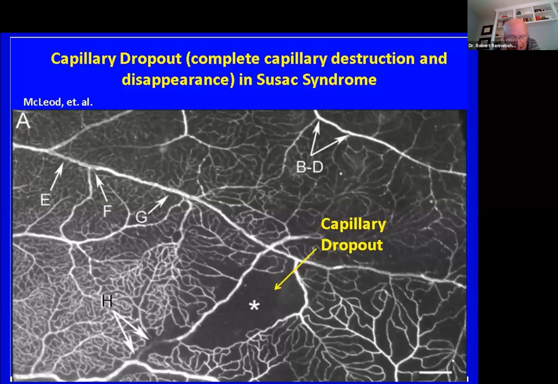The endotheliopathy in this zone was so severe that the endothelial cells died or apoptosed and disintegrated. And because there were no longer any endothelial cells to maintain it, the health of the basement membrane became so sick that it also disintegrated. With no endothelial cells and no basement membrane, there can be no capillary. So this is capillary dropout.